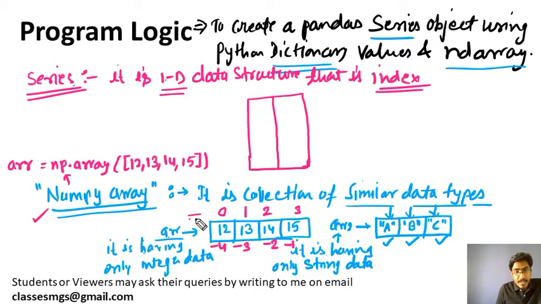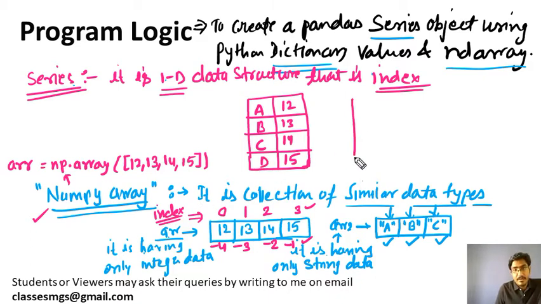In the case of a numpy array, this is known as the index. The index will always be an integer number, either positive or negative. But in the case of the series object, the index need not be an integer. Let's suppose this is 12, 13, 14, 15. It is not necessary that it will always be 0, 1, 2, 3. It can be like A, B, C, D, or it can also be integer numbers. It is your autonomy whether you want integers or something else.